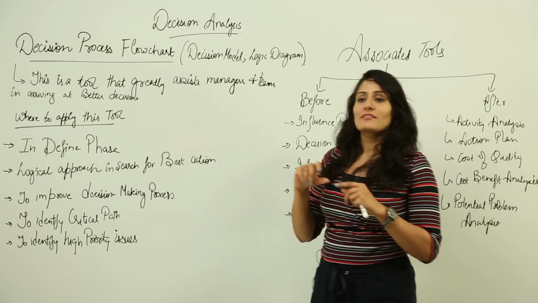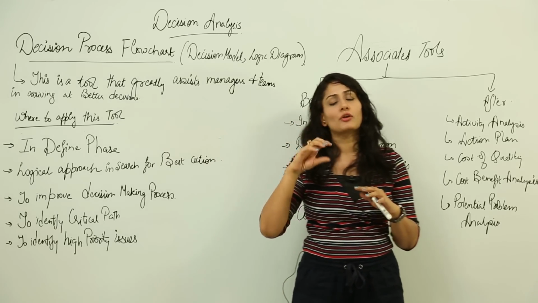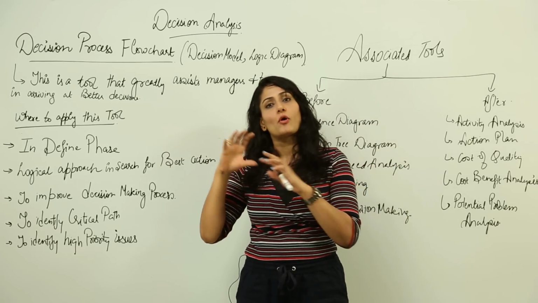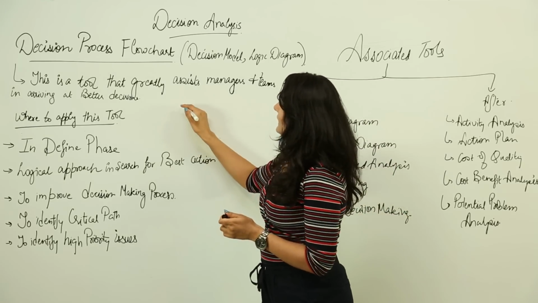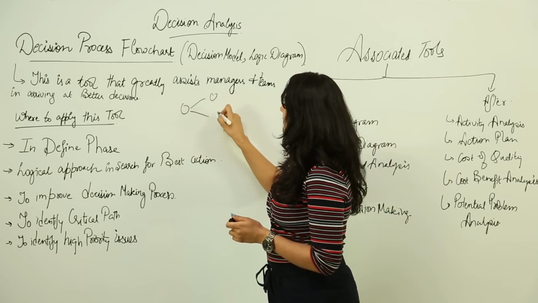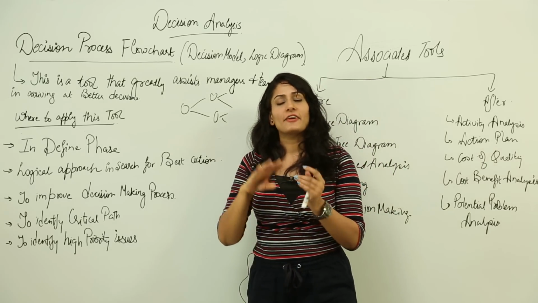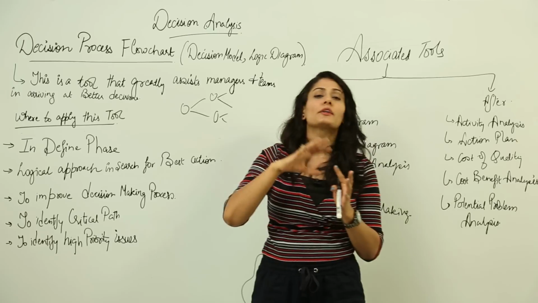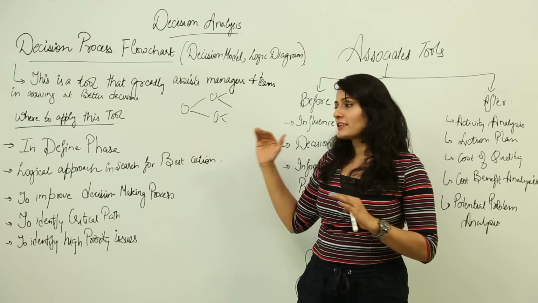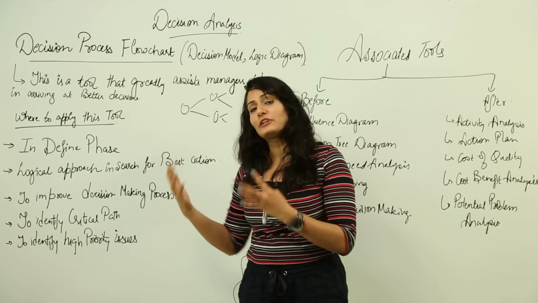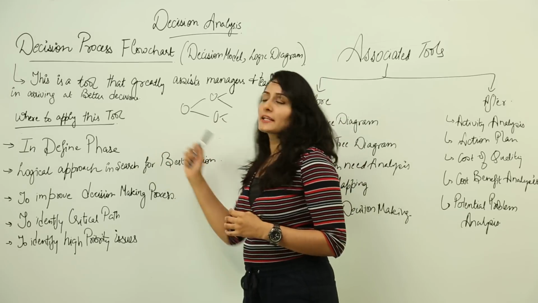How? Because in the decision process flow chart, all the possible alternatives are branched in a very logical format, something like this. And then the decision makers have a complete view of all the potential outcomes of any decision they have to take. In this way they can reach better decisions. So now let's see where to apply this tool.